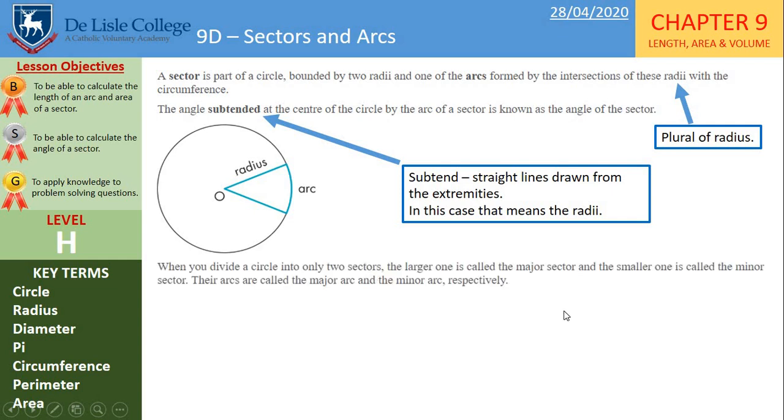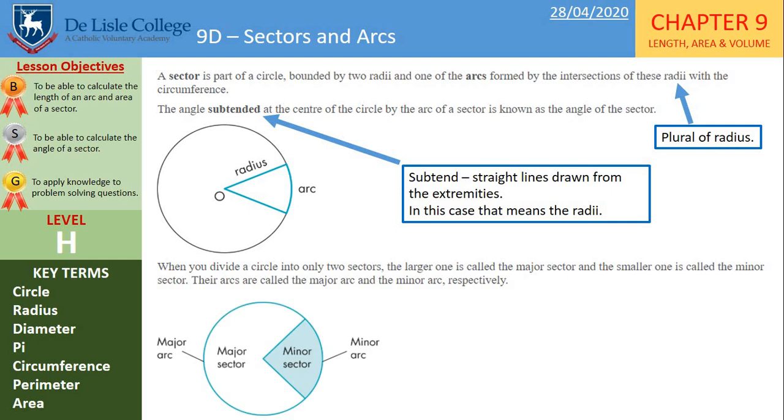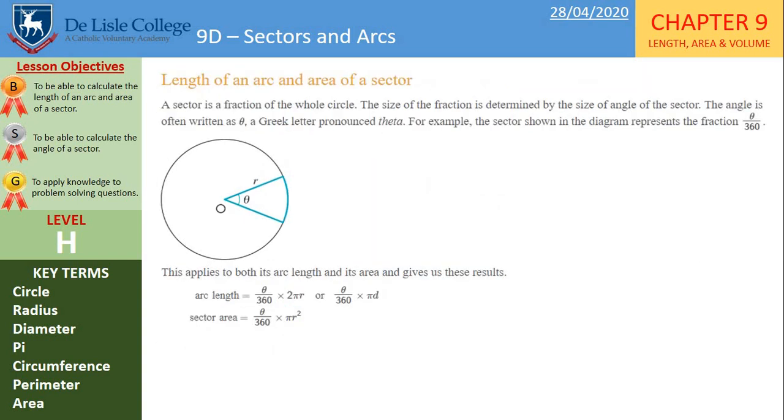If we were to divide our circle into two and have two sectors, the larger sector is called the major sector and the smaller sector is called the minor sector. So if you were given a picture of a circle with the lines in to separate them into two shapes, you've got the major and the minor sector and the major and the minor arc. This will be summarised on the next slide, so you don't need to copy anything down just yet.